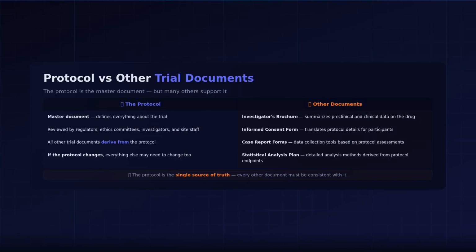The protocol is not the only document in a clinical trial. There is also the investigator's brochure, which summarizes all preclinical and clinical data about the drug. The informed consent form, written for participants. The case report forms, for data collection. And the statistical analysis plan. The protocol is the master document, all others derive from it. If the protocol changes, everything else may need to change too.